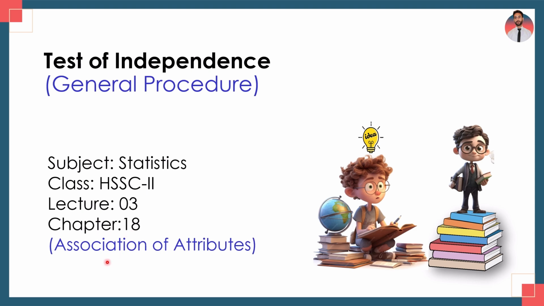Chapter 18, Association of Attributes, is under discussion. Today's lecture number 3, and the topic is General Procedure for Test of Independence.